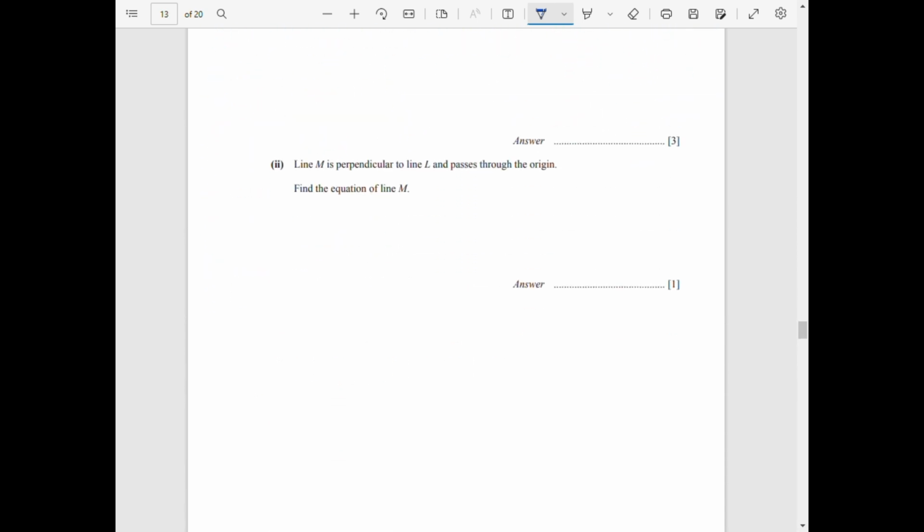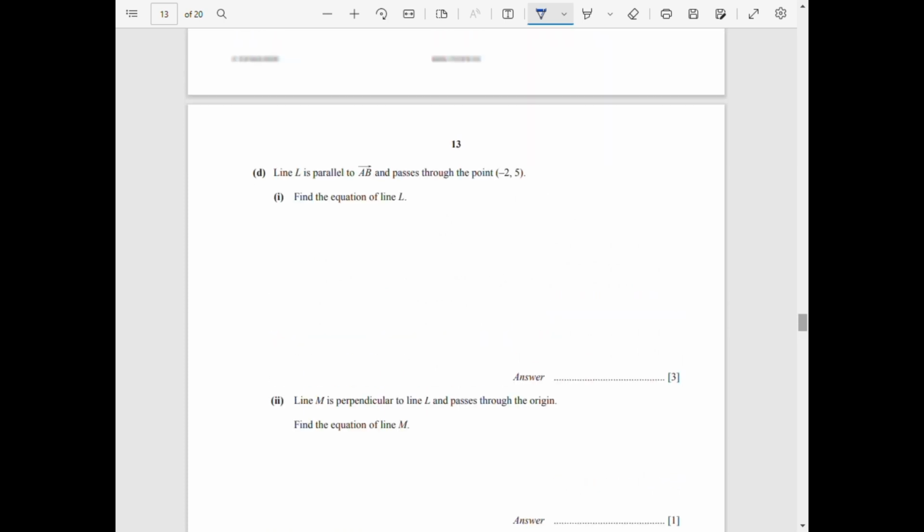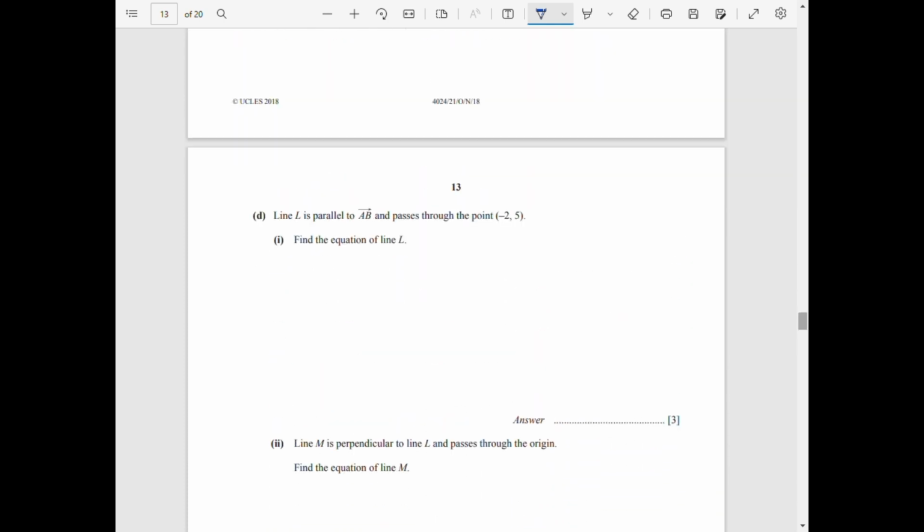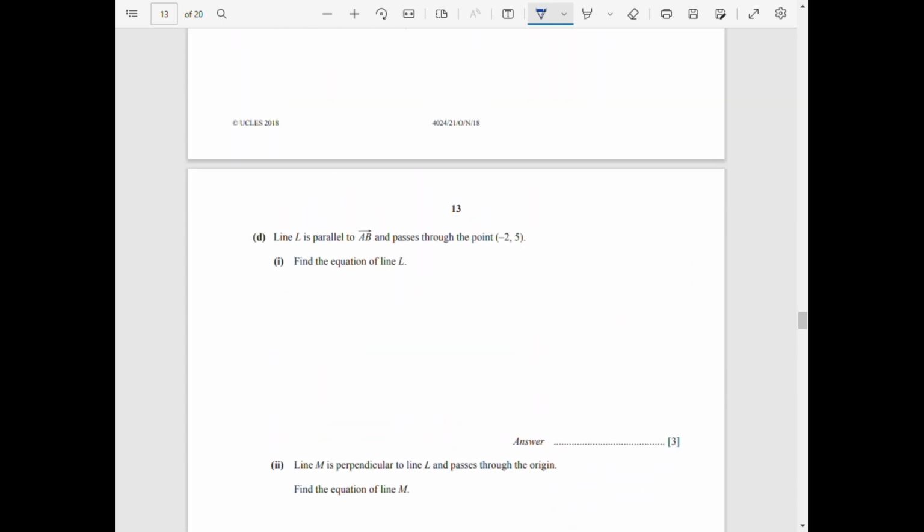Okay, the last part to this question, part D, has two subparts for 3 and 1 marks respectively. Line L is parallel to AB, and it passes through this point, and we need to find the equation of L.